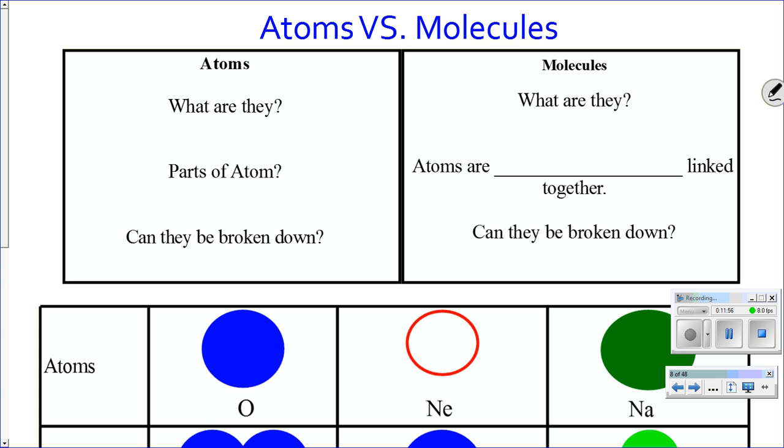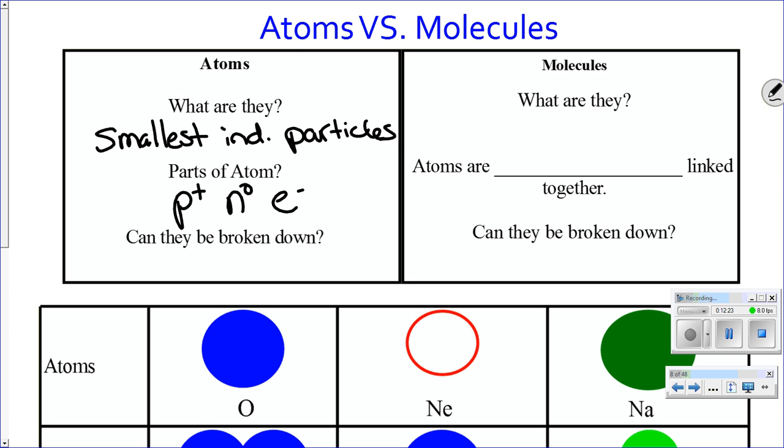A couple of important definitions that you've probably used these terms. I just want to clarify them a little bit. Atoms are those smallest building blocks of matter. Atoms are the smallest individual particles that retain the properties of that particular element. Parts of an atom are the proton, neutron, and electron, which we'll be talking a little bit more about later. And for our purposes, they cannot be broken down. Are there things that can happen where protons and electrons can do some moving around? Yes, but for our purposes, we say atoms cannot be broken down because it's not something we can just easily do.